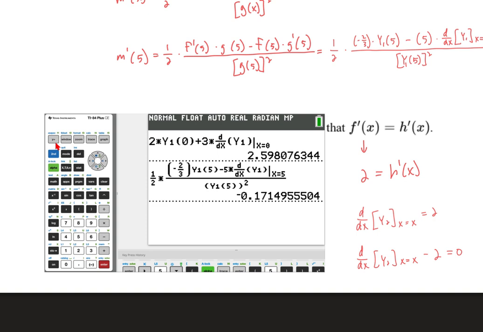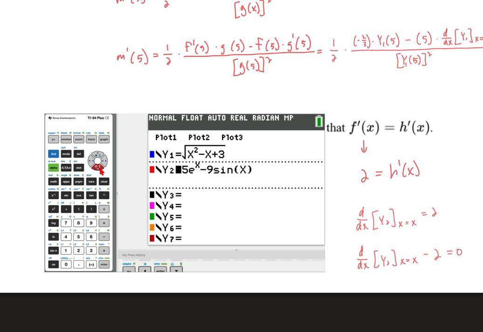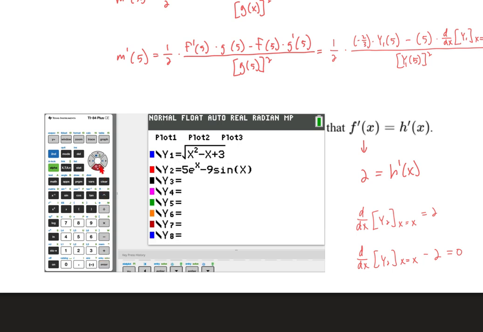Okay, so we'll go back to y equals. We don't want to graph y1, so we'll unhighlight it. Just hit enter when the cursor is over the equal sign, and it'll unhighlight the equal sign. That means the calculator won't include these functions. Since the equal signs aren't highlighted, it won't include these functions in graphs or in tables.